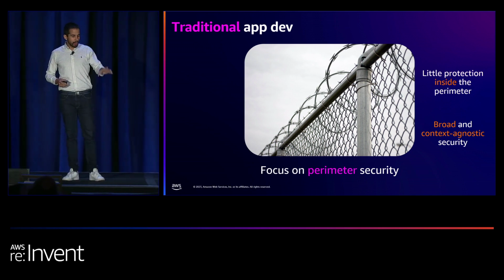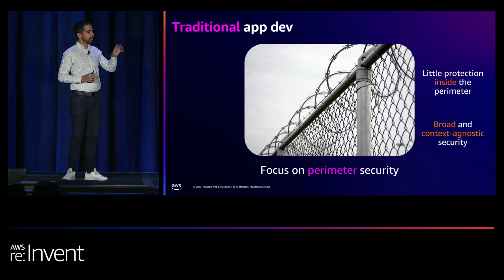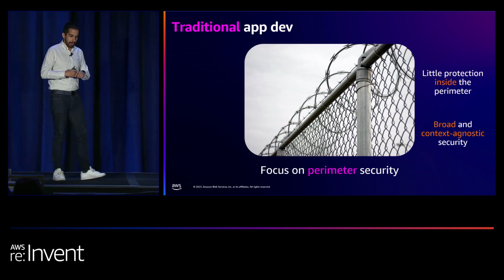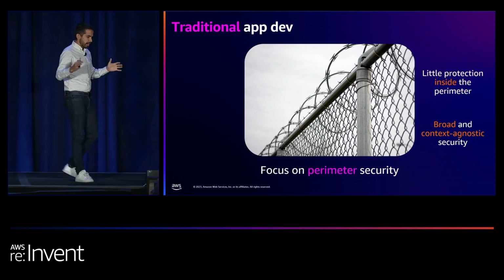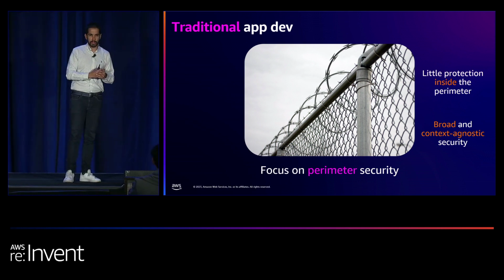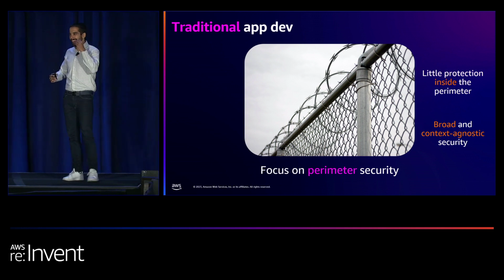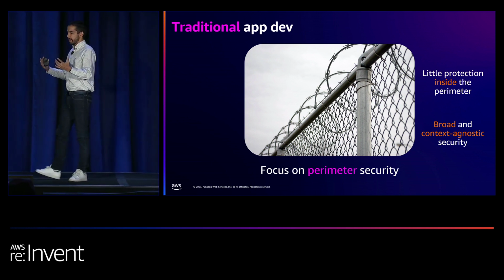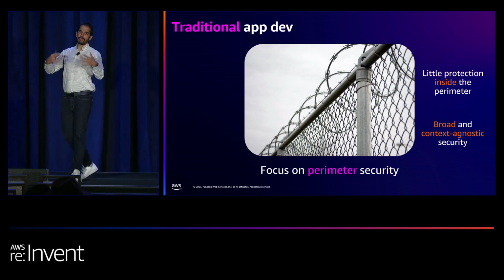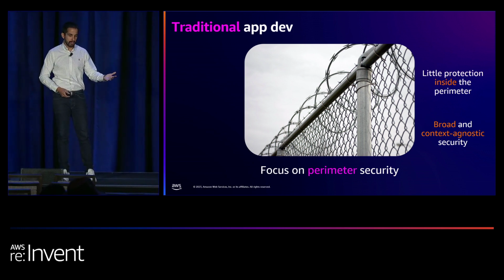And another issue with this is that you tend to apply security rules uniformly, right? So you get one big brush of security across all of your application, and that lacks the nuance and the specificity that's needed with applications that are more complex and comprised of different services with different risk profiles, right?